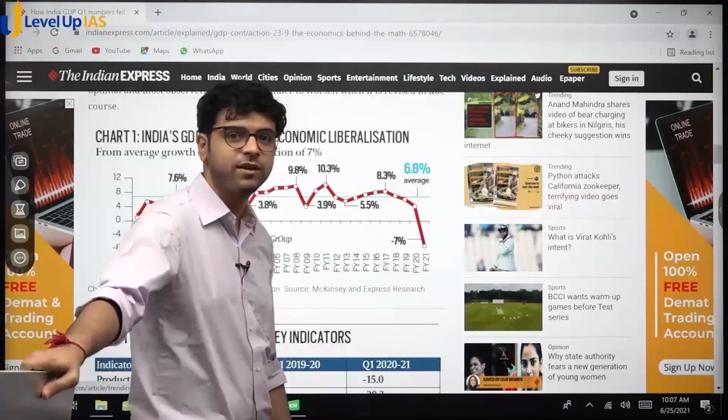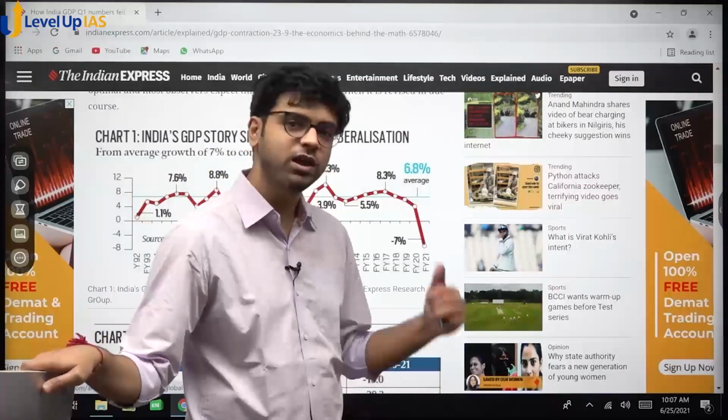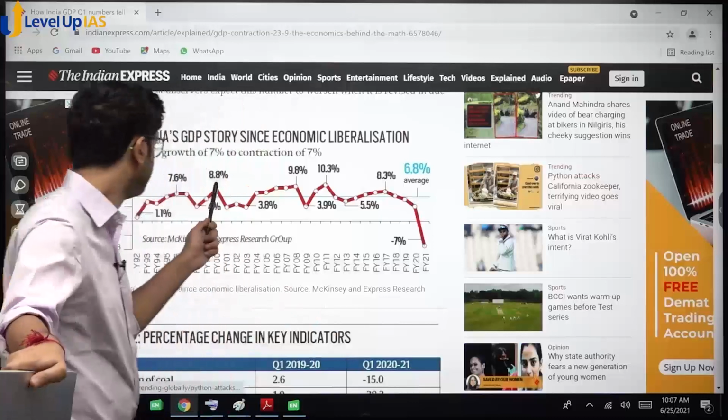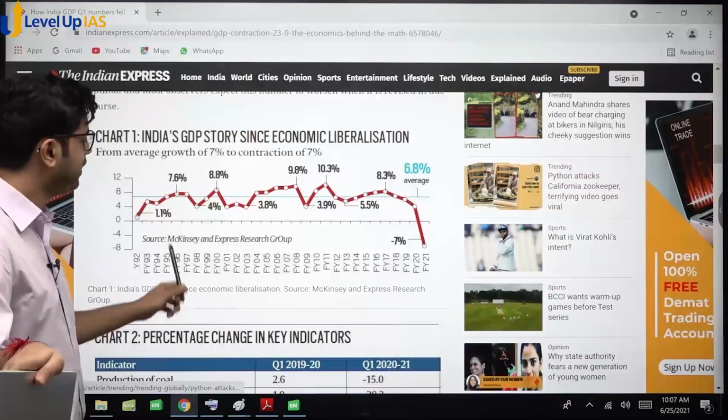Which is the third industrial revolution. The fourth industrial revolution is happening now, Internet of Things and all of that. The third was the information technology revolution. So this is the IT revolution growth rate here. Right? So everything can be correlated.